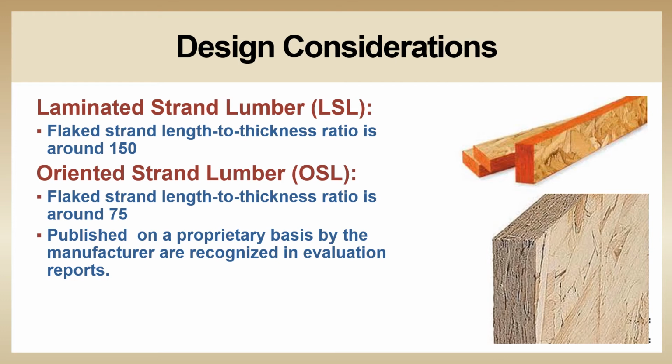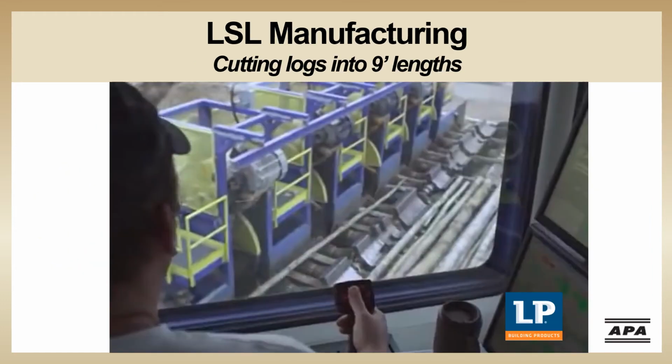Similar to PSL, laminated strand lumber is made from flaked wood strands that have a length to thickness ratio of approximately 150. LSL is used in a variety of applications from framing members to millwork components. We will now take a closer look at the process to manufacture laminated strand lumber.